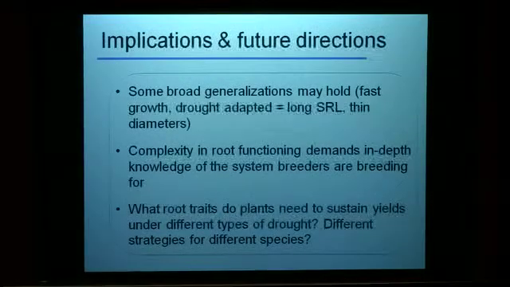So just to conclude, there are some broad generalizations that might hold between fast and slow-growing species, drought-adapted species. But there's a lot of complexity there when thinking about root traits, root functioning, and how that interacts with plant life strategy and resource acquisition. So we certainly have a lot more to learn before we're probably ready to start telling breeders what to breed for. But there certainly does seem to be at least the beginning of a story that we can start recommending some traits with, but a lot more work needs to be done.